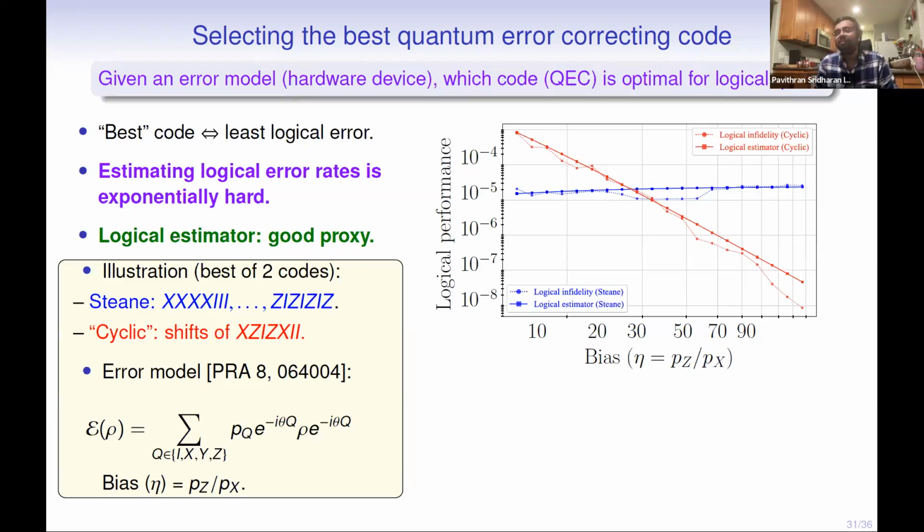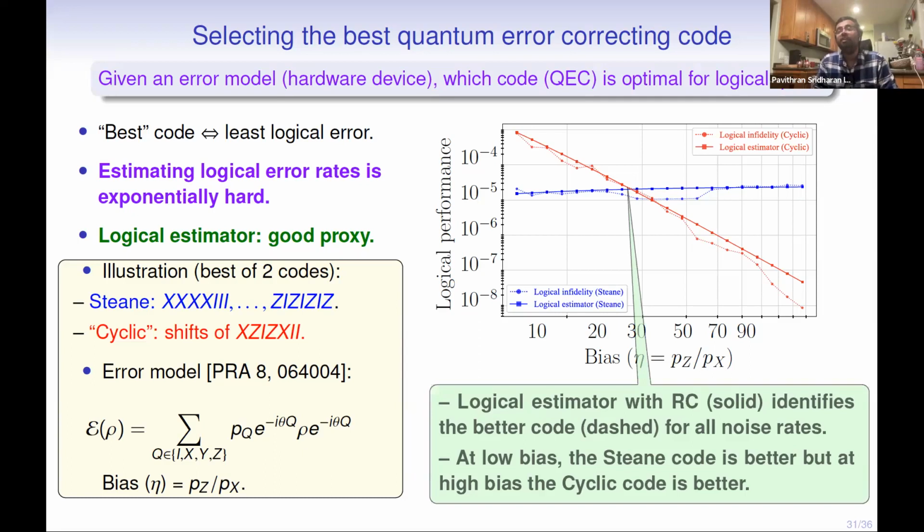Now we want to see if the logical estimator, which takes just a couple of seconds on a laptop because it's a linear time algorithm in the number of physical qubits, delivers the same conclusion. And we found that it does indeed, in the sense that it is quite accurate in predicting the crossing point, which is really the point at which one scheme becomes better than the other. So here, if you see the crossing point, it says that beyond that bias, it's better to use the cyclic code as opposed to the Steane code. And by making this clever choice, we actually get several orders of improvement in the logical error rate, which says that this choice is very crucial to realizing a near-term quantum computer.